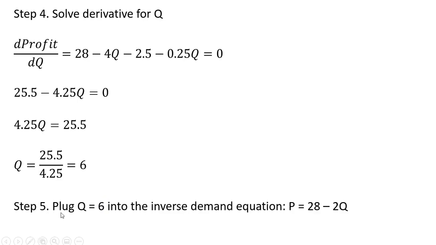Step 5, we're going to get the profit maximizing price, so we're going to take this Q equals 6, and we're going to plug it into the inverse demand equation that we found in step 1. So in step 1, we found P equals 28 minus 2Q. Where we have Q, we're going to replace that with 6, and we get a profit maximizing price here of $16.